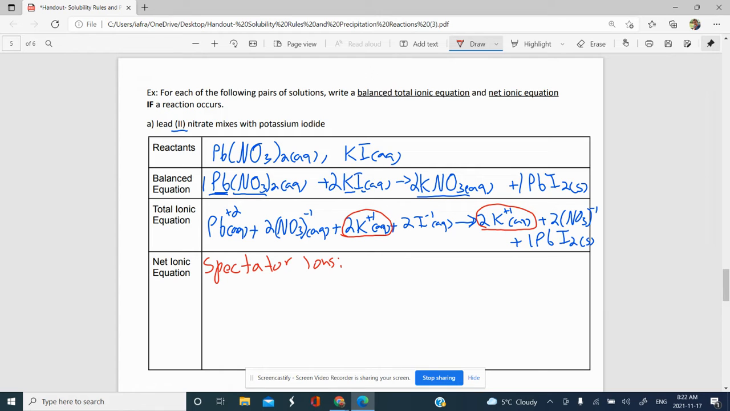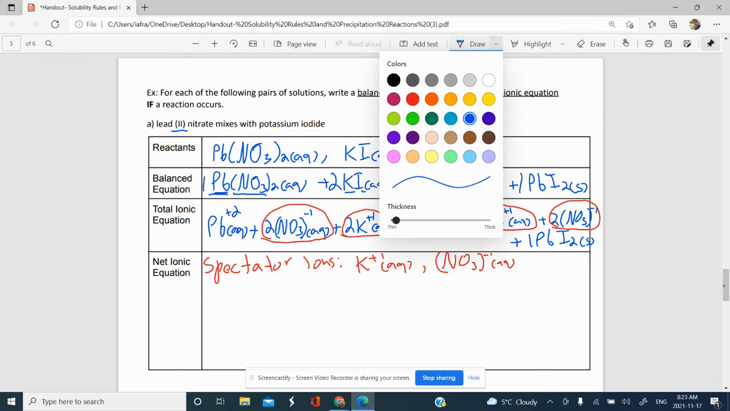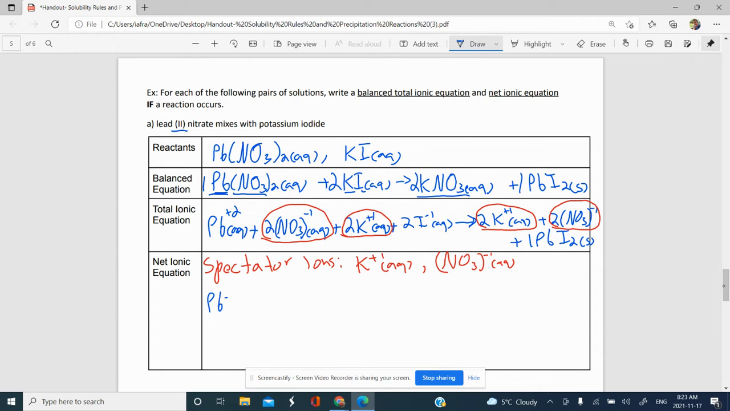And then nitrate is not in our precipitate and appears on both sides unchanged. So our spectator ions are K+1 and nitrate -1. So to write this as a net ionic equation, we simply rewrite the ions that remain.